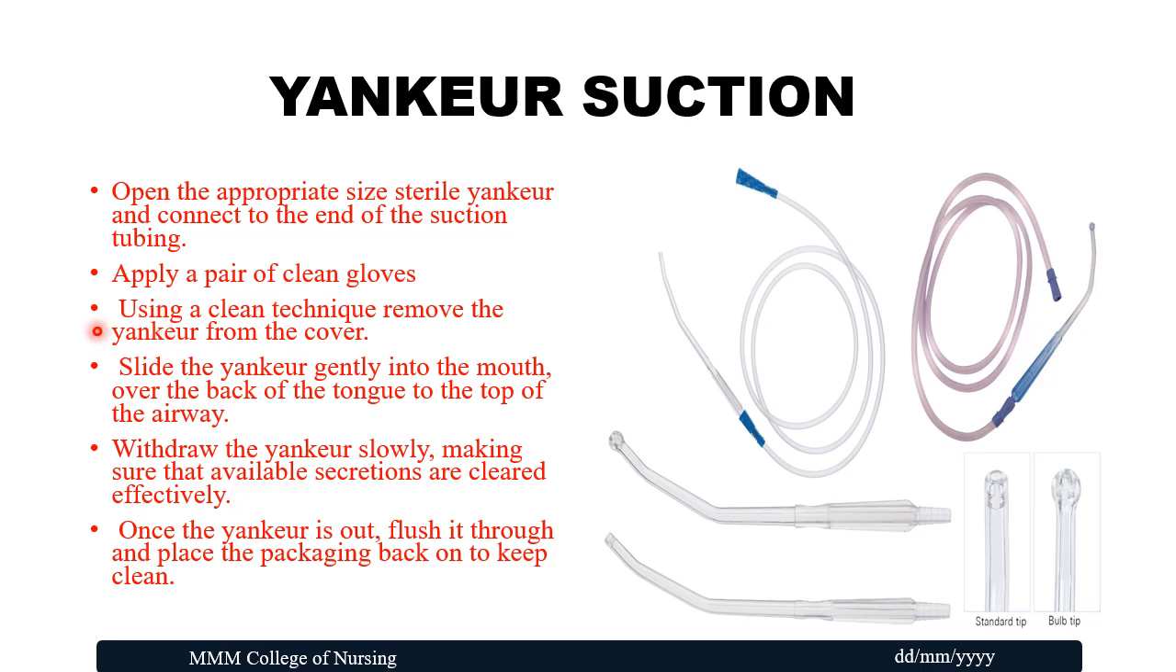Using a clean technique, remove the Yankauer from the cover. Slide the Yankauer gently into the mouth over the back of the tongue to the top of the airway. Withdraw the Yankauer slowly, making sure that available secretions are cleared effectively. Once the Yankauer is out, flush it through and place the packaging back on to keep it clean.